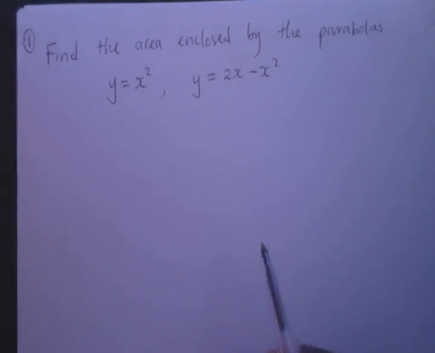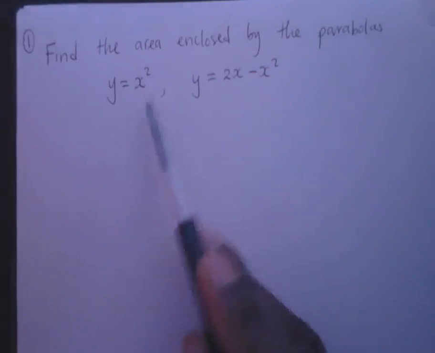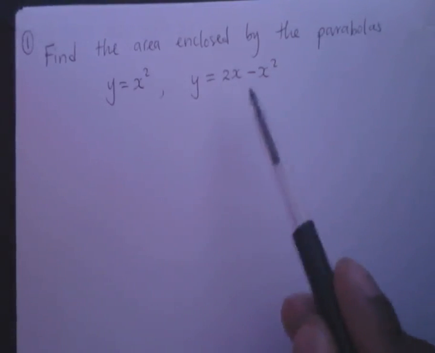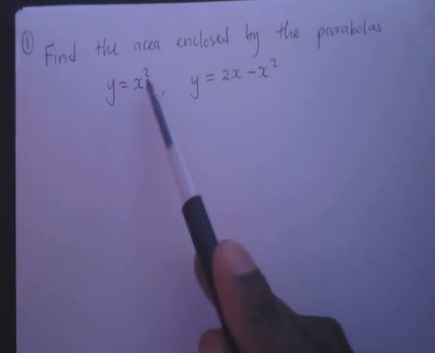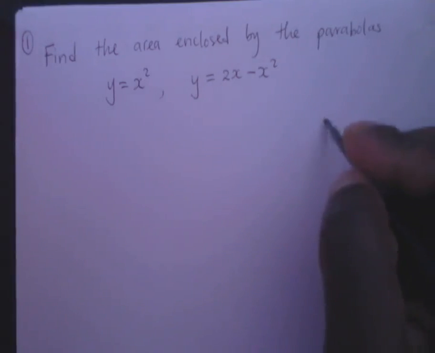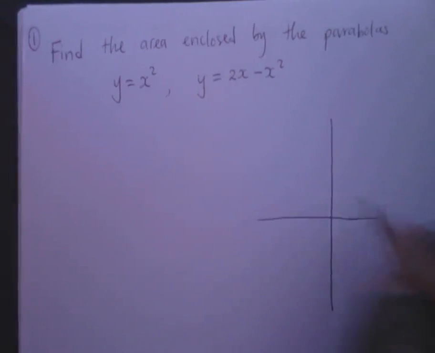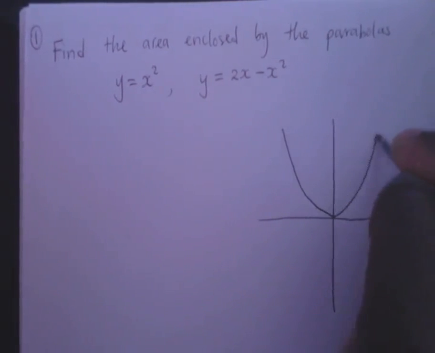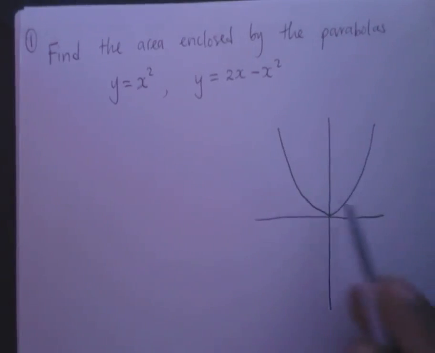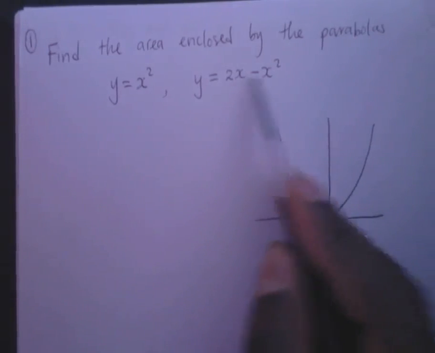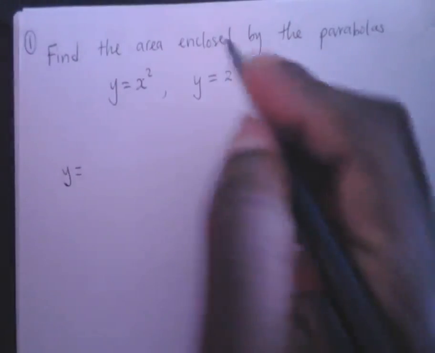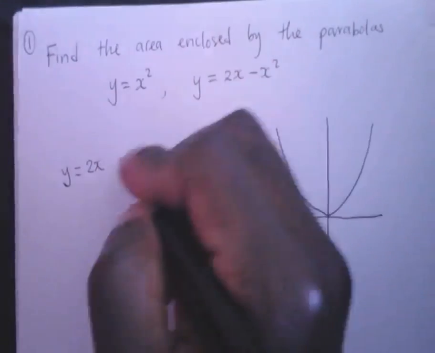We should find the area enclosed by the parabola y equals x squared and y equals 2x minus x squared. Alright, y equals x squared is a very easy graph to sketch. It's something that passes through the origin, and there we go, y equals x squared. Now for y equals 2x minus x squared, we're going to find the x and y intercepts.